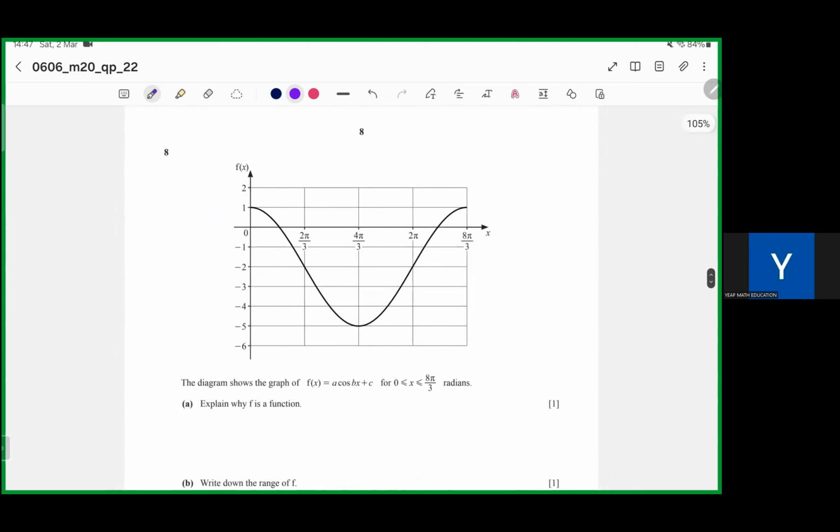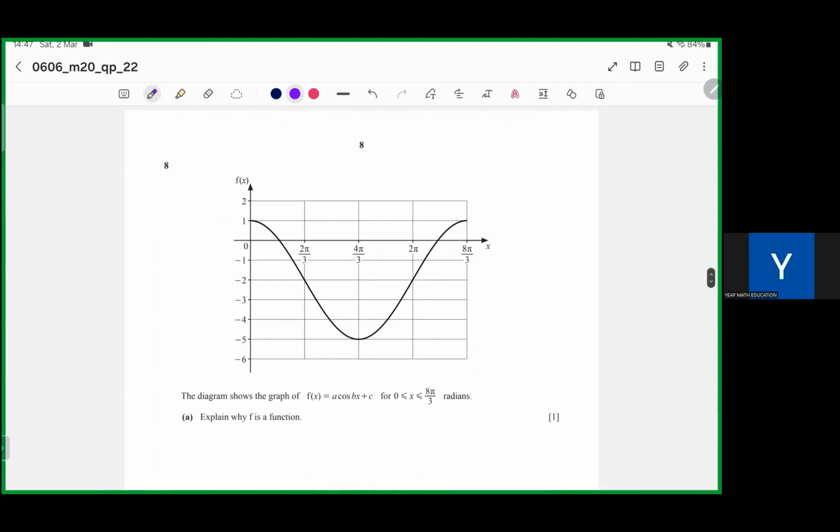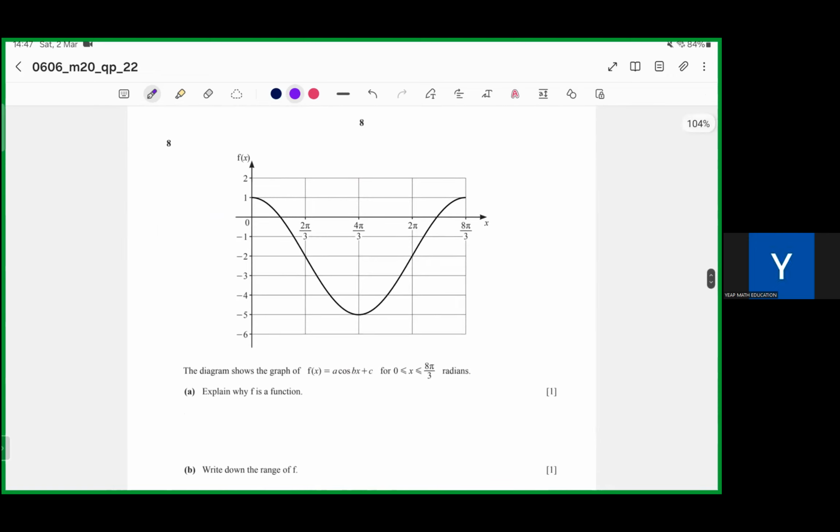Now we're going to question 8. We see it's just like a trigonometric question. First, the question asks: the diagram shows the curve of f(x) equals a sin(bx) plus c for x between 0 and 8 over 3 pi radians. Explain why f is a function. Actually, if we see, it's a many-to-one relation.